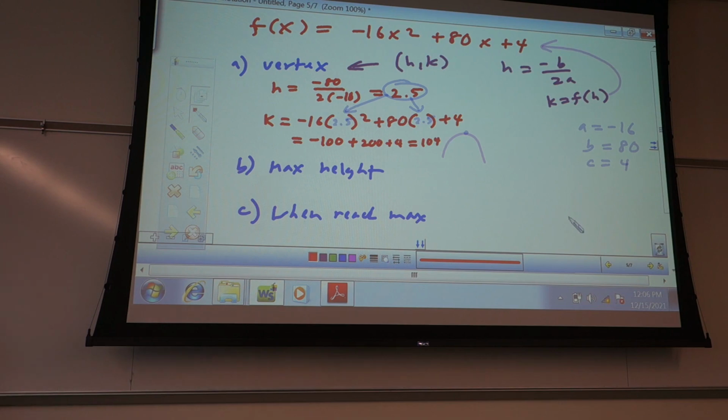You should also be suspicious if you ever get a negative, because you should never get a negative for your x and y, because x is time, so it should only be positive. So my vertex is 2.5, comma 104. That's the vertex.